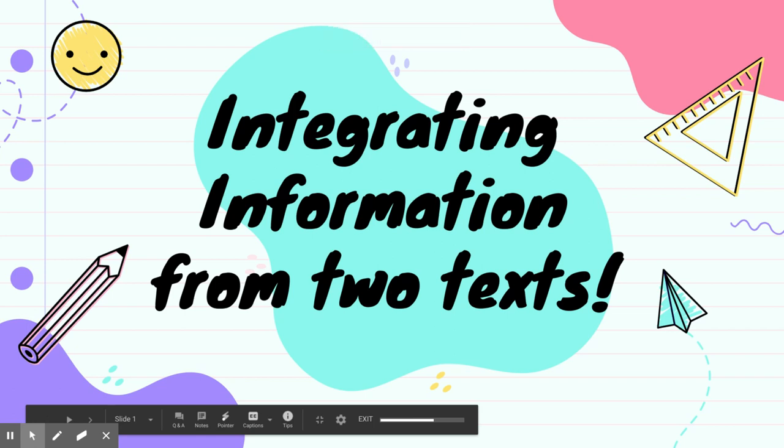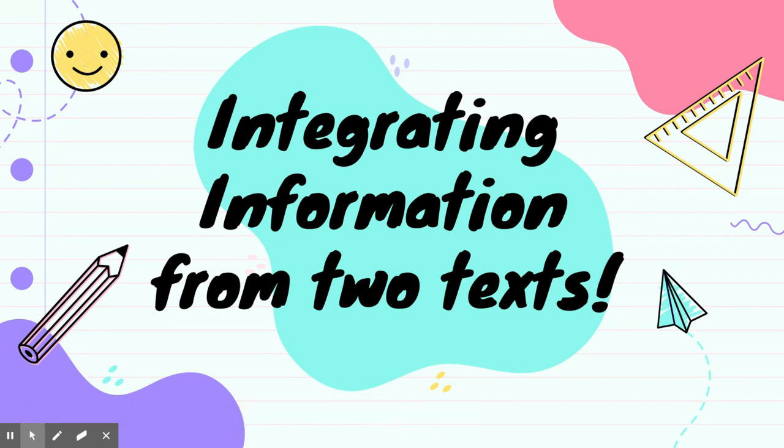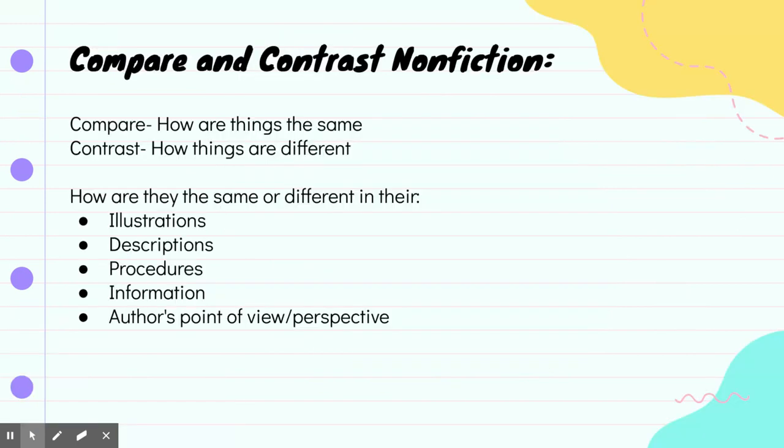Happy Tuesday. This week we are going to be talking about integrating information from two texts. So we are going to be reading two texts that are about similar topics, and we're going to be thinking about how they are the same and how they are different. So we are going to be comparing and contrasting, which is something that we have done a lot this year, and we're going to be comparing and contrasting two nonfiction texts.